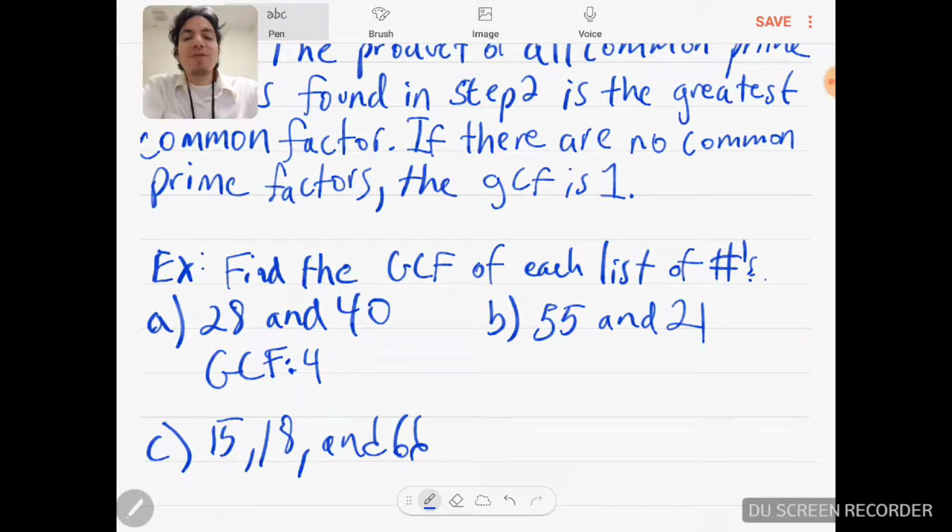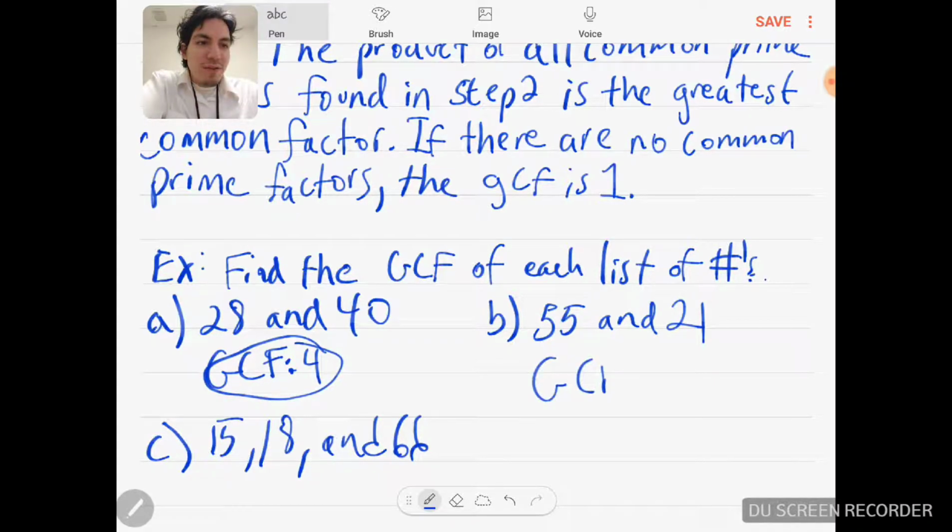Why is it 4? Because if you were to write out the multiples that divide into 28 and 40, it would be 4. What goes into 28? We got 7. But the problem with 7 is that 7 doesn't divide into 40. If I use 20 for 40, 20 doesn't go into 28. You see? So the GCF for the first one is 4.